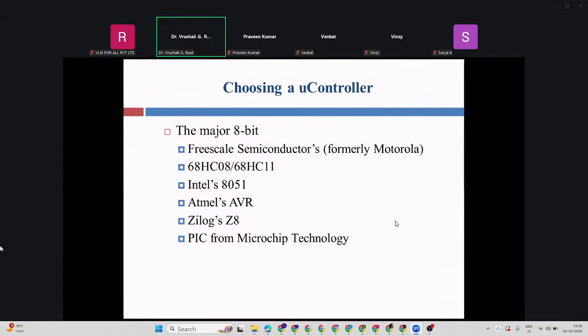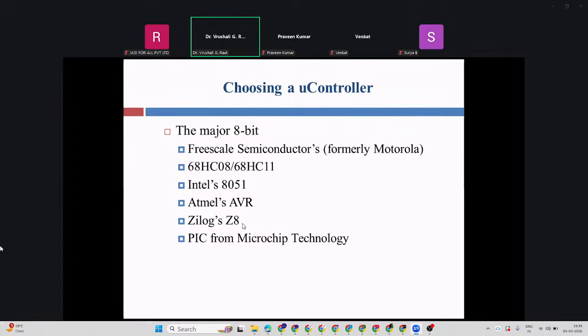So in that series, what different microcontrollers are there? One is Freescale Semiconductors, which was Motorola. Then there is one more, 68HC08 or HC11. Then Intel 8051 is there, Atmel AVR is there, Zilog Z8 is there, and PIC, made by Microchip Technology, is there. So these are majorly used microcontrollers in which series? The 8-bit series. When you are dealing with the 8-bit series, it means your requirement is sufficiently fitting for 8-bit. In that case, these are very good microcontrollers. They are there for comparison.